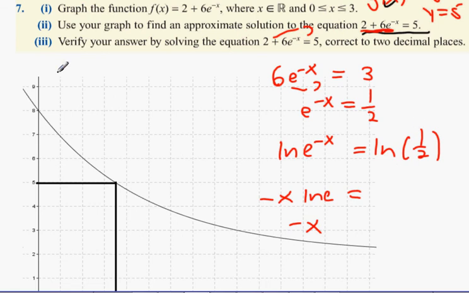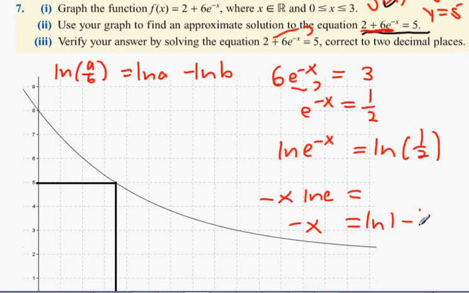Okay. Minus x ln e equals minus x. Now, there's a rule for fractions. Remember this? ln a over b equals ln a minus ln b. This is going to be ln 1 minus ln 2. What is ln 1? 0. Minus x equals minus ln 2. x therefore equals ln 2.